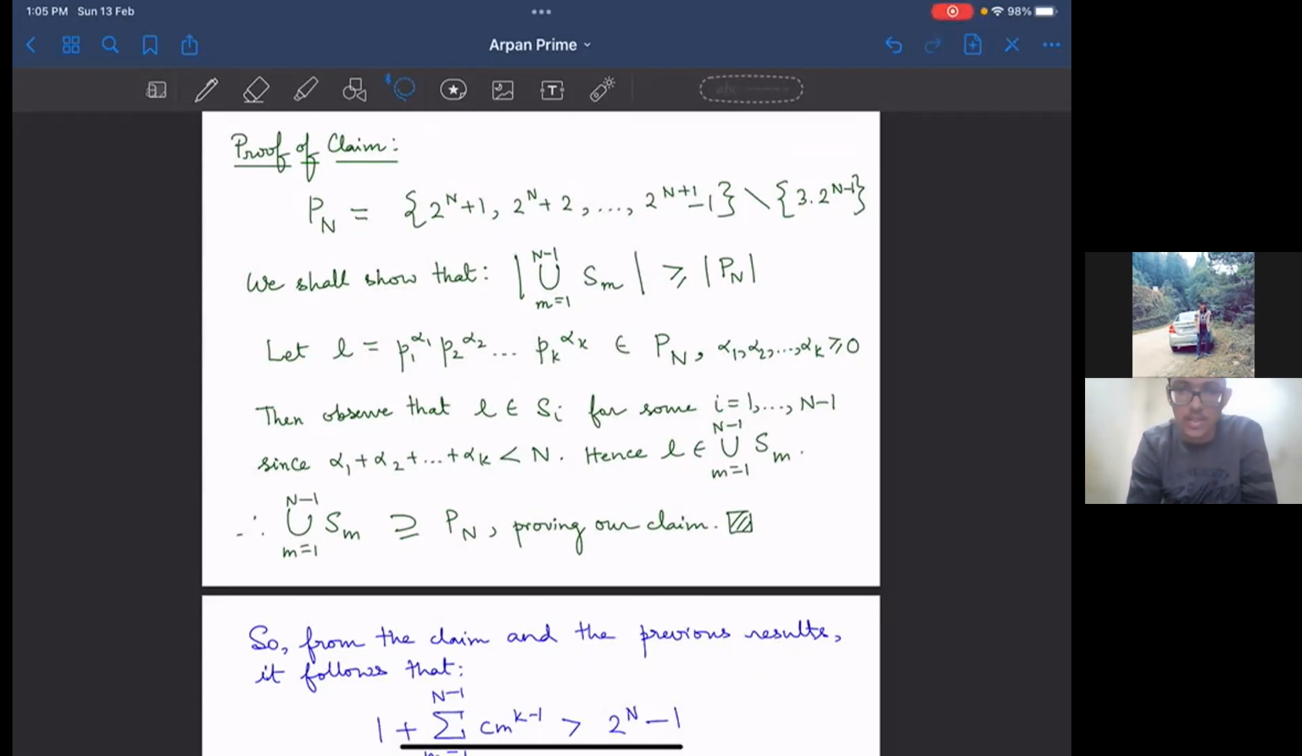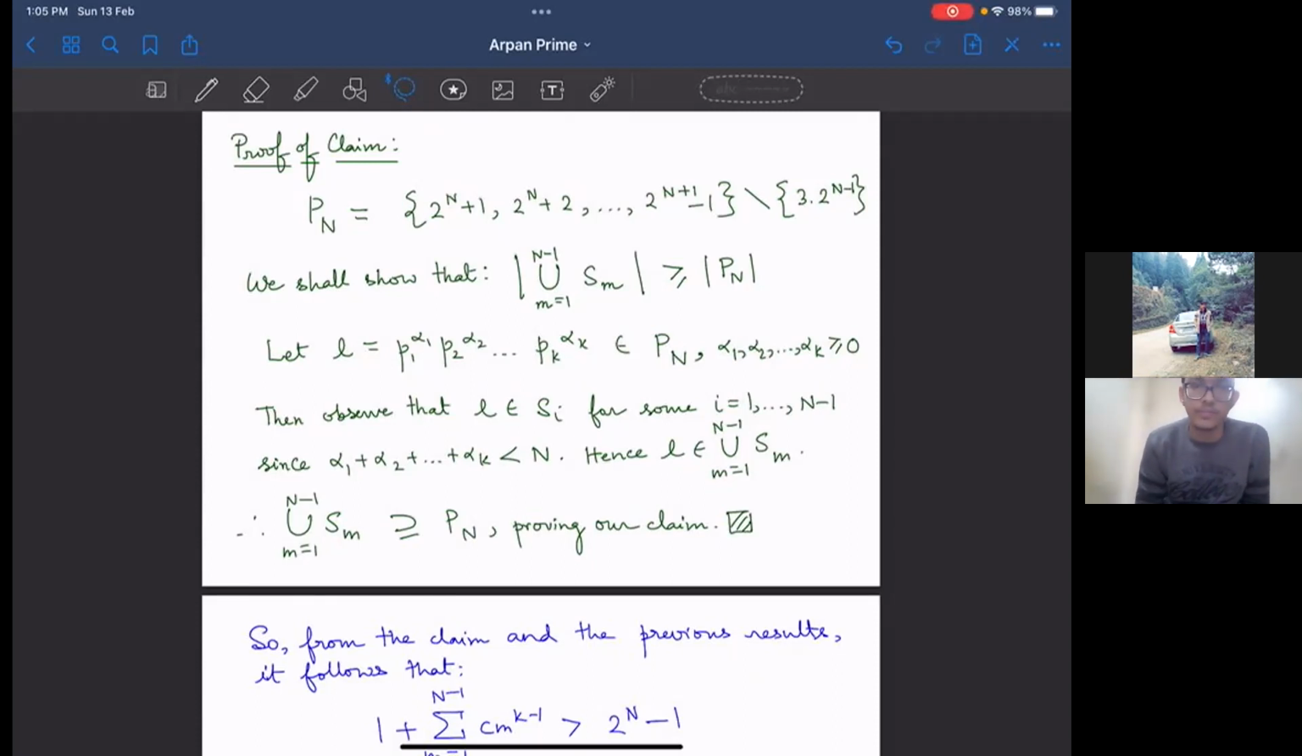So when you write this down in terms of the inequality we have, this is a disjoint union. So this can be written down as a summation of cardinalities. And if you write that down, then you will see that you will have precisely the inequality that we have been given to prove.